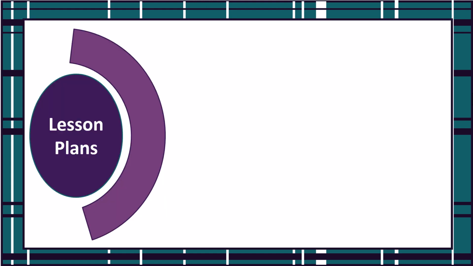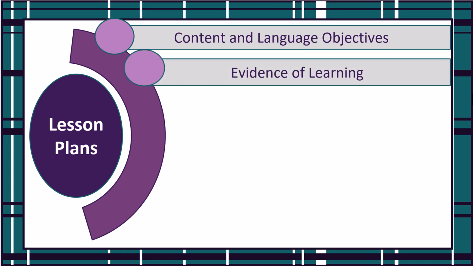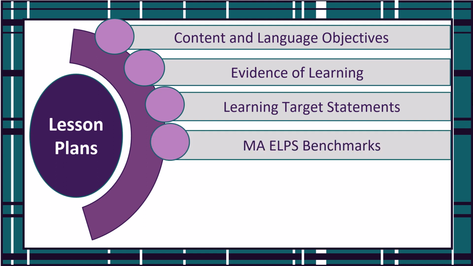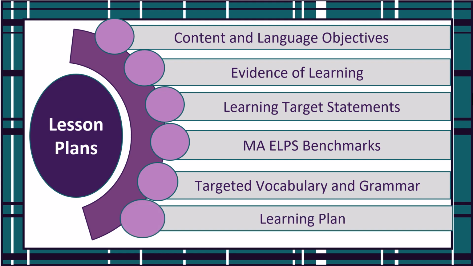The DESE SABES template for lesson plans includes these components: the lesson's content and language objectives, evidence of learning, also known as the assessment, learning target statements. These are essentially the objectives from the student's perspective. The Mass ELPS benchmarks that align with the lesson's objectives, more than the priority ones identified in the unit plan. Additional targeted vocabulary and grammar, and then the learning plan.